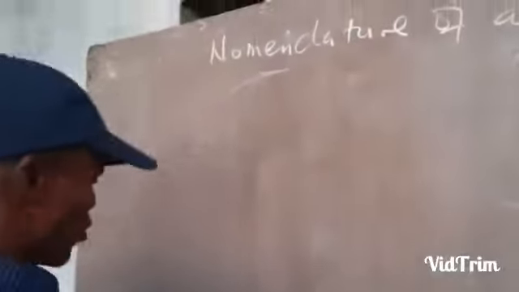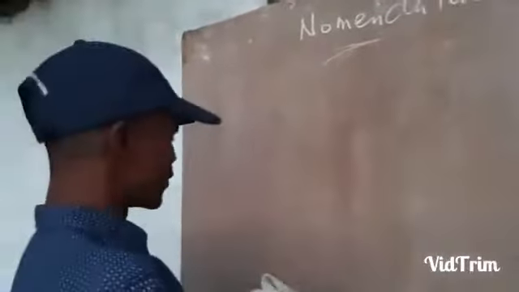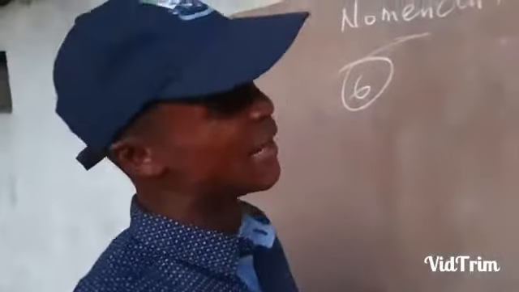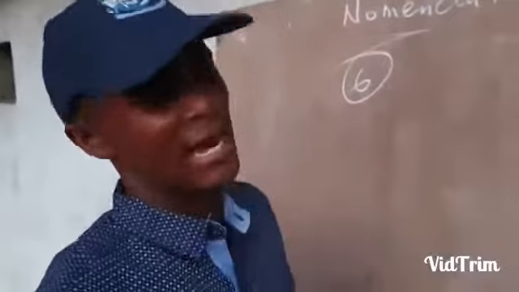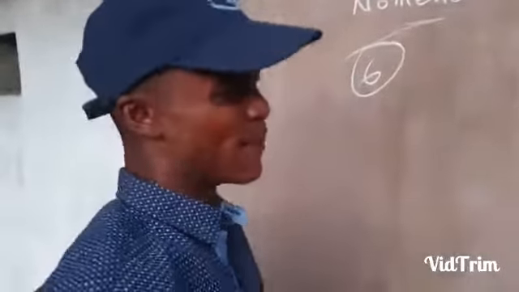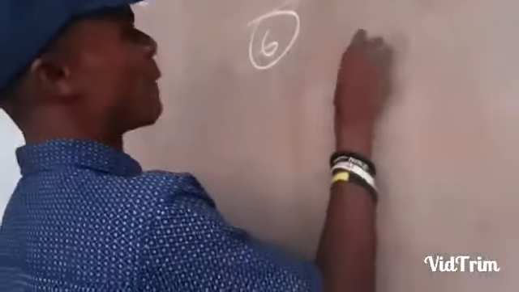From that one, we go to rule number 6. Rule number 6 says when two different branches are present, you name them alphabetically. We represent that here.